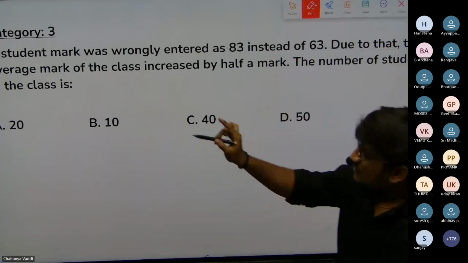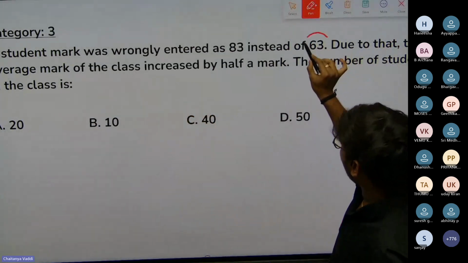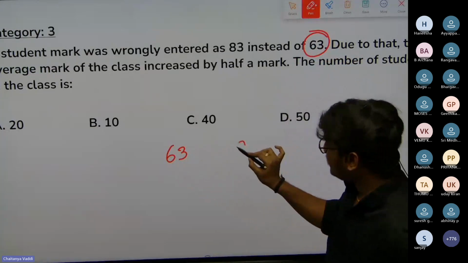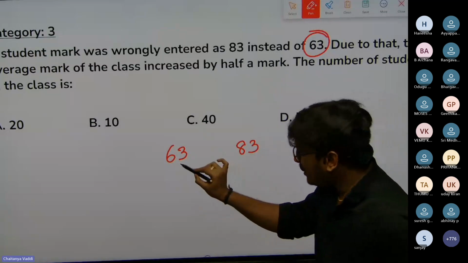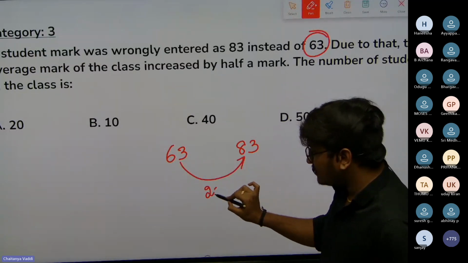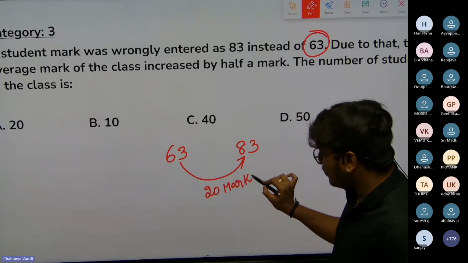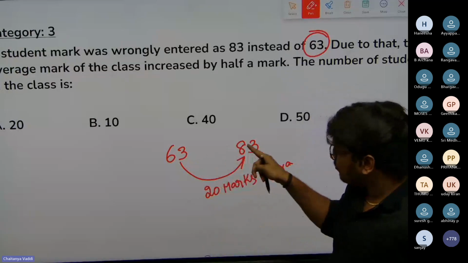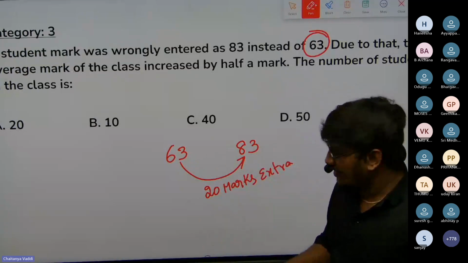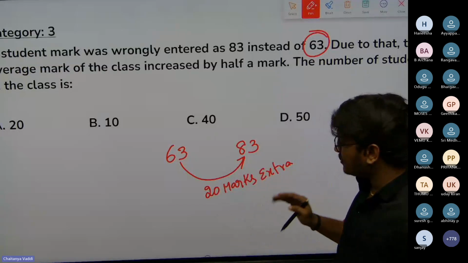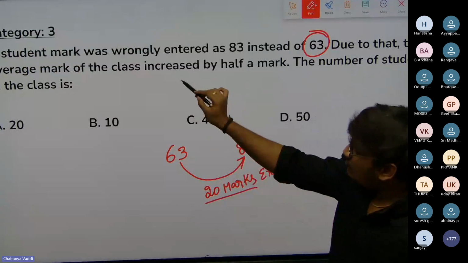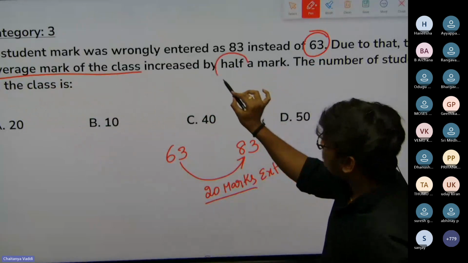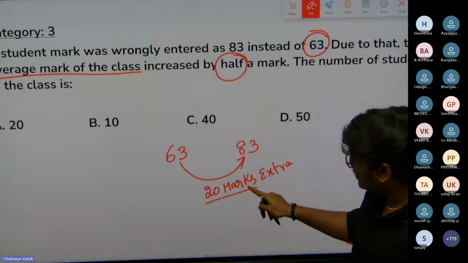See, very simple. While entering the marks, one student got 63 marks. By mistake, I entered it as 83. Means how many extra marks did I enter? Can I say 20 marks? 20 marks extra I entered, correct? Actually he got 63 marks, but I entered 83 marks. Because of that, the average marks of the entire class increased by half. Very simple, guys.